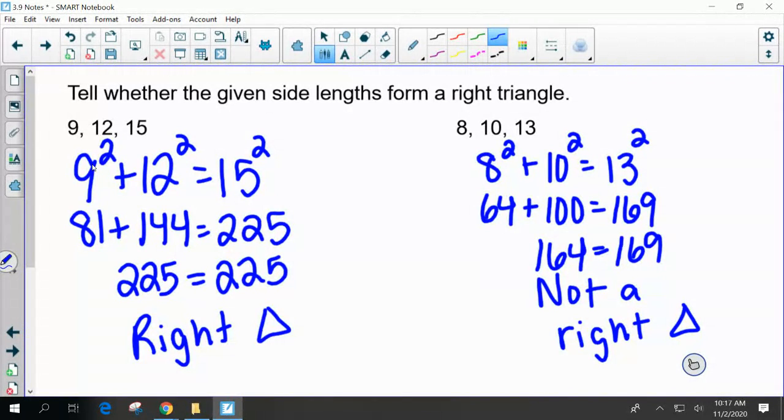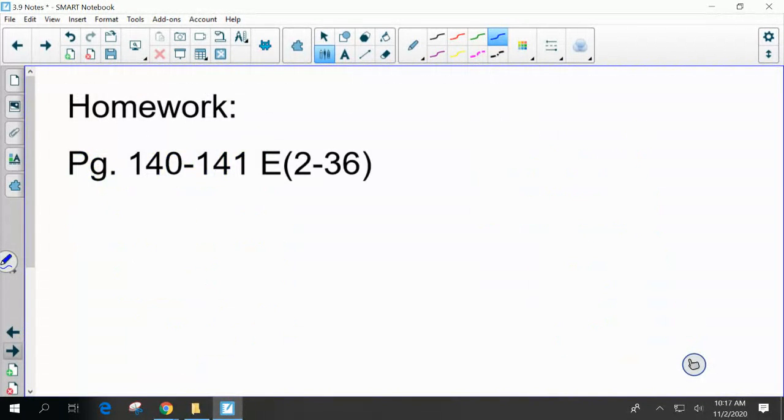Okay, so for your assignments, you are doing page 140 and 141.